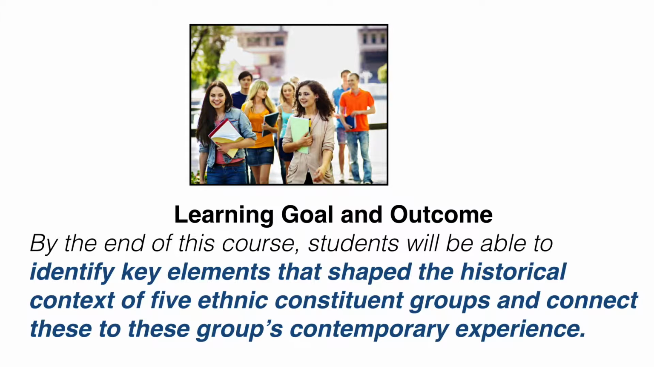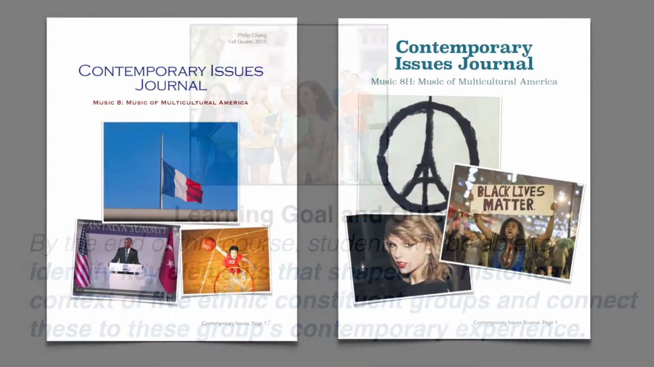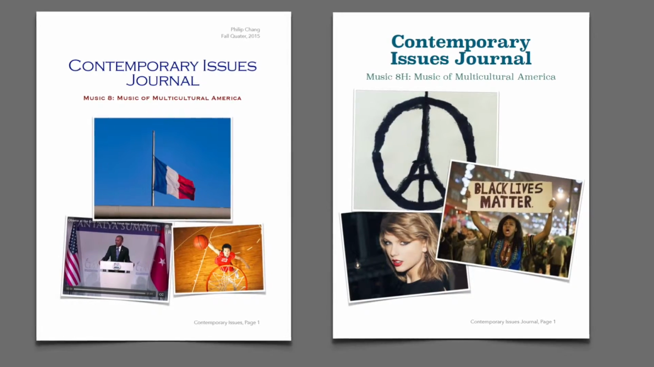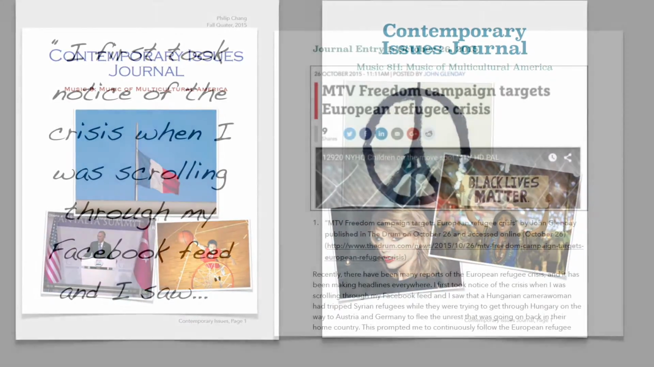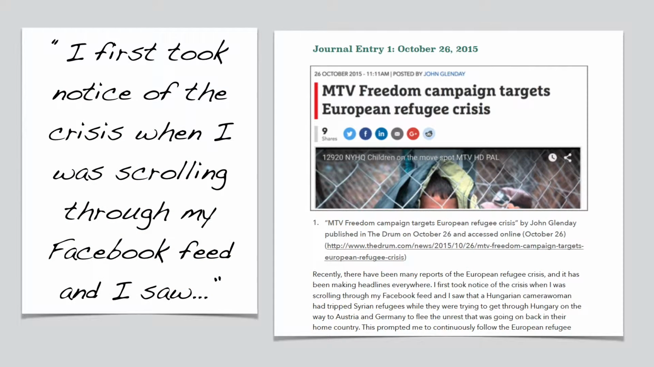For the Contemporary Issues Journal assignment, students were instructed to search for appropriate news items that addressed this specific learning goal. This student saw news of the Syrian refugee crisis on Facebook, and in his journal entry connected this to the history of European immigration to the United States.